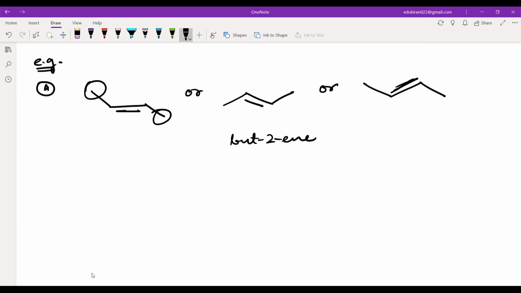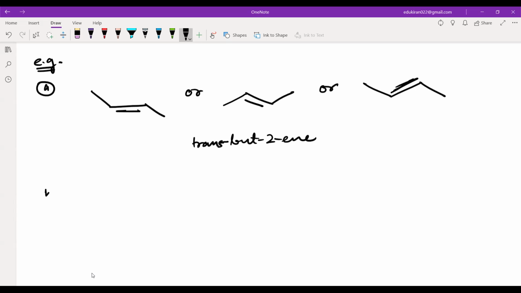But what is this? We have CH3 group here, CH3 group here, opposite side of the double bond. CH3 group on this side, and then CH3 group on this side, opposite side of the double bond. Similarly here, the CH3 groups are opposite side of the double bond, right? Now, what is this, cis or trans? If similar groups are opposite, trans. So this will be trans-but-2-ene.